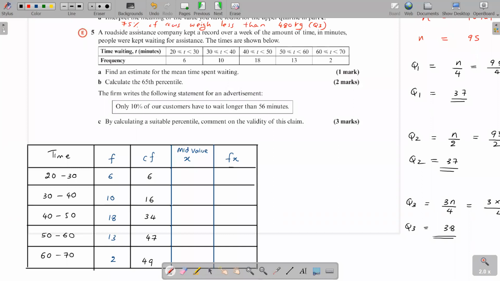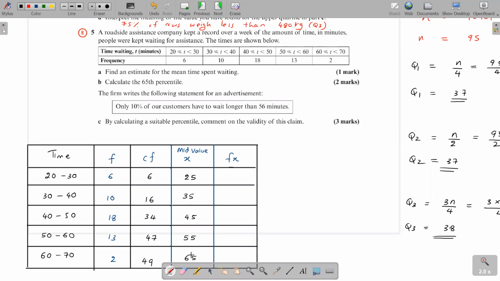So how do you get the mid value of the class interval? You add these two figures and divide by 2. So 20 plus 30 divided by 2 is simply 25. You can see it's basically the middle of 20 and 30. 30 plus 40 divided by 2, the mid value is 35. Next ones are 45, 55 and 65.